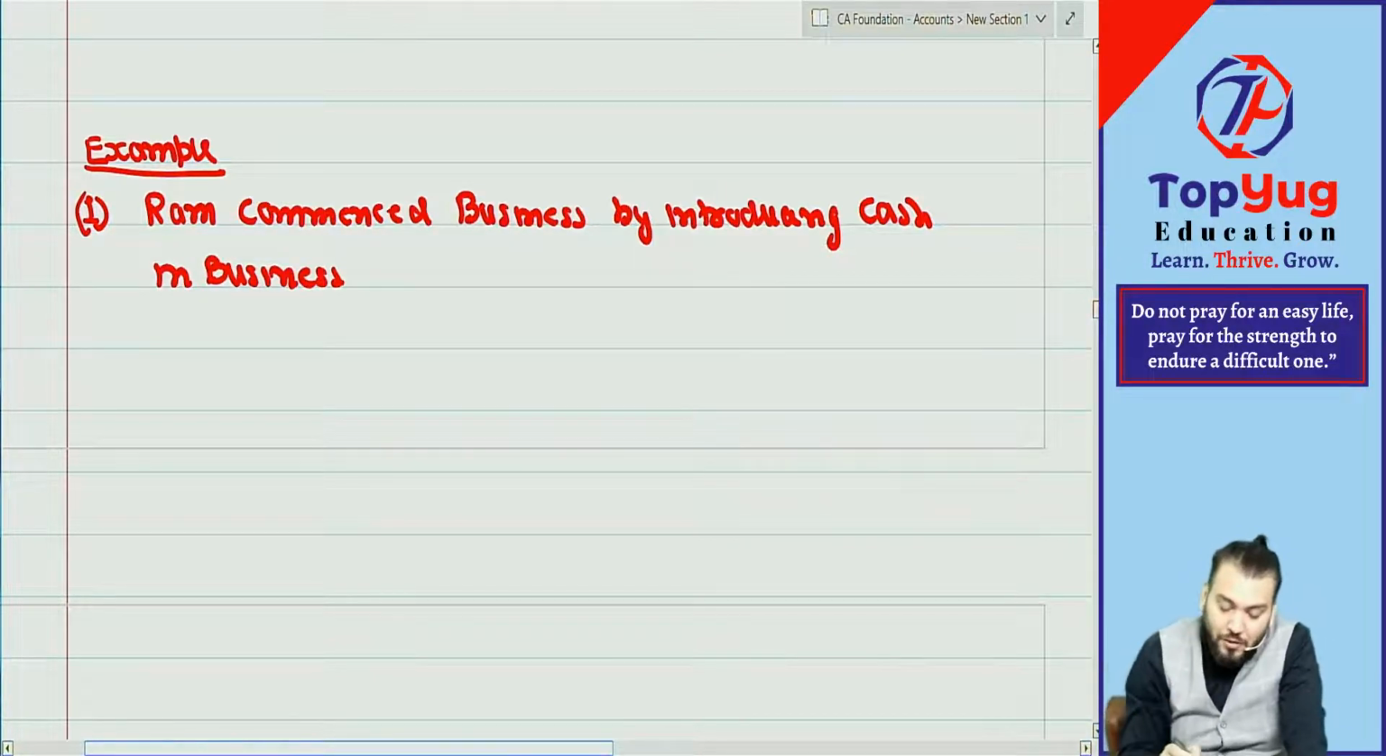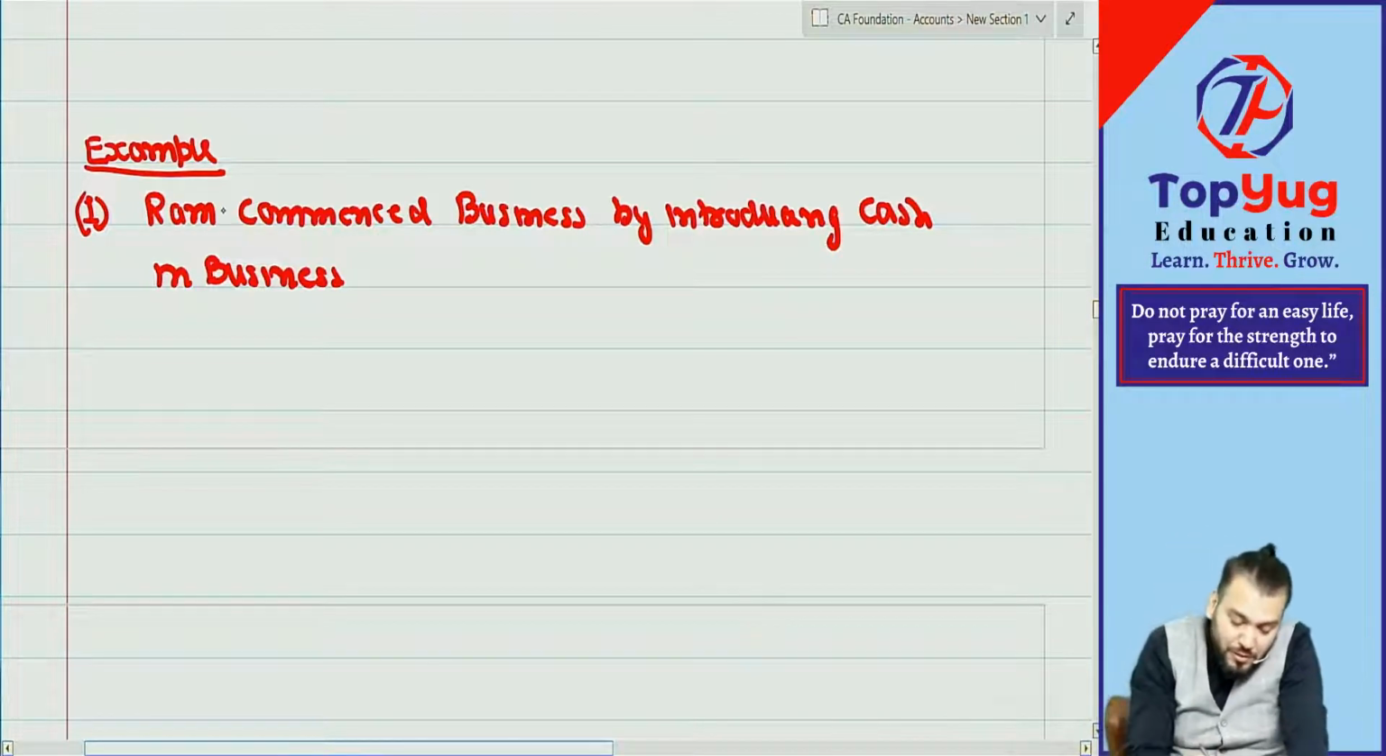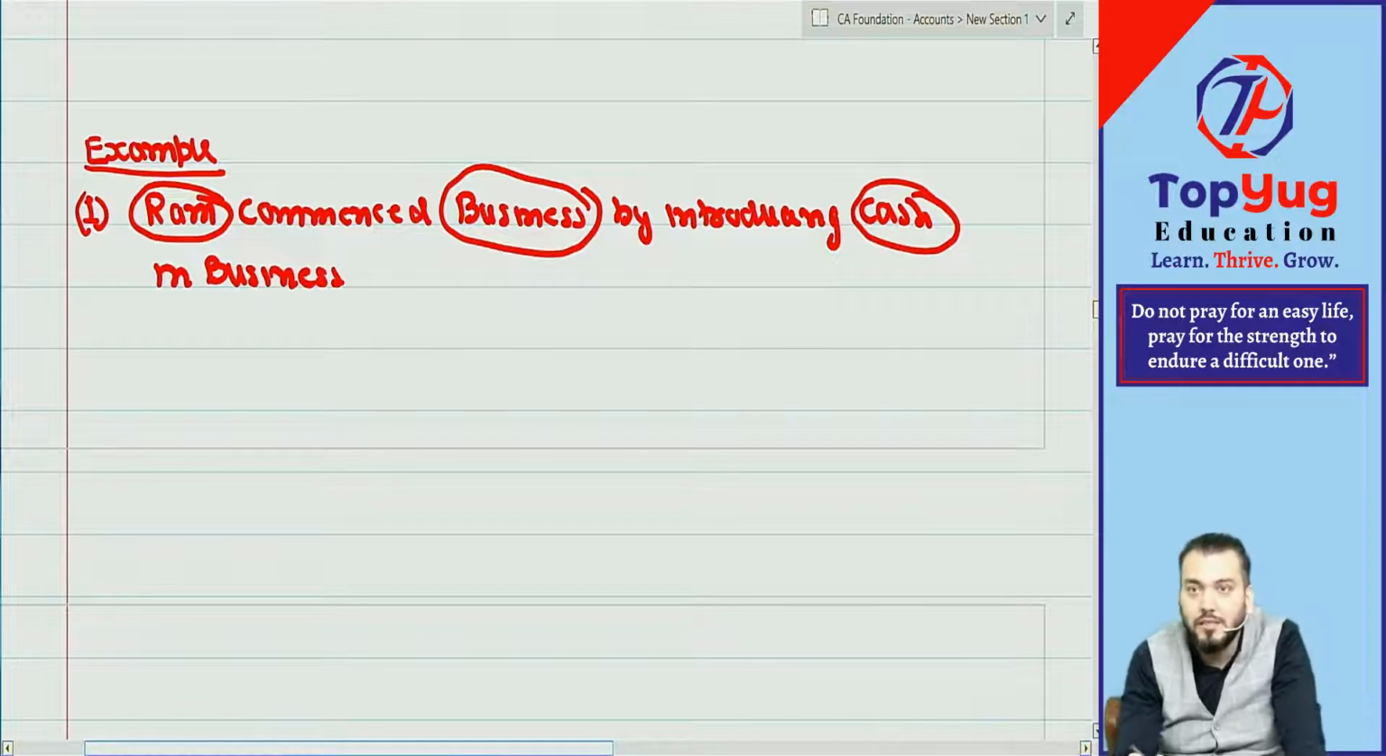Will that work? Now tell me. First, we need to find out two aspects. So from this, look, Ram is one aspect. Can you say this business is one aspect and cash is one aspect? There are three aspects.